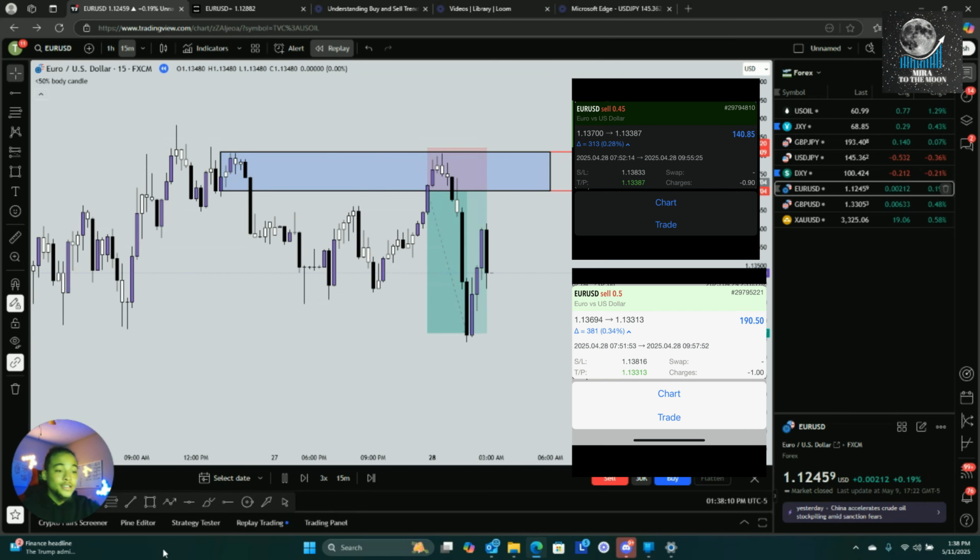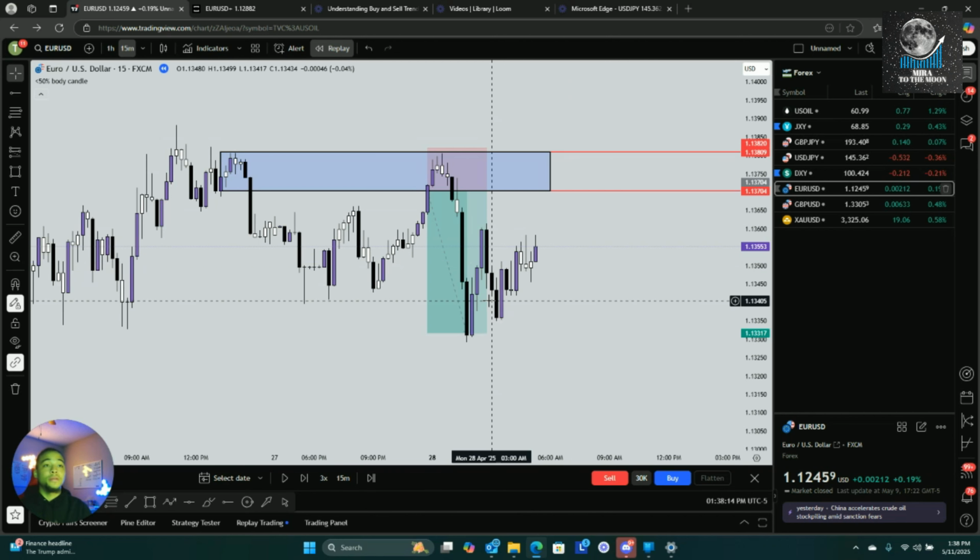Order filled. A massive sell down, guys, and that is how you hit take profit using supply and demand zones, guys. I'm telling you, that is all we use here in the Discord, and we are very profitable.